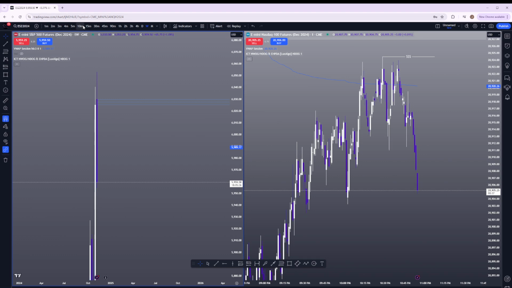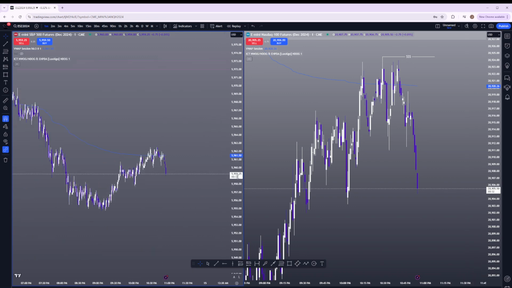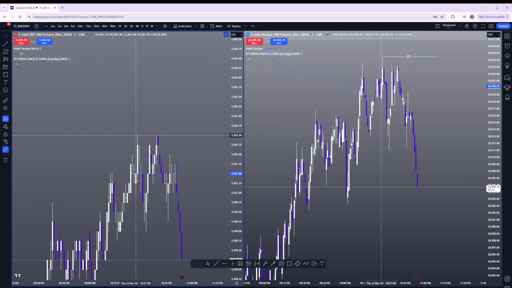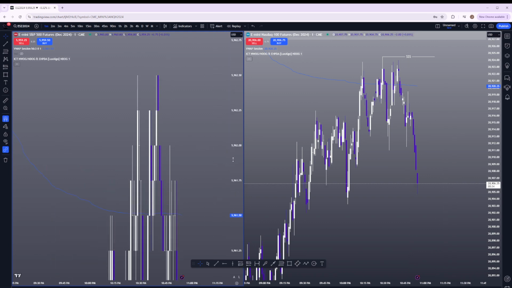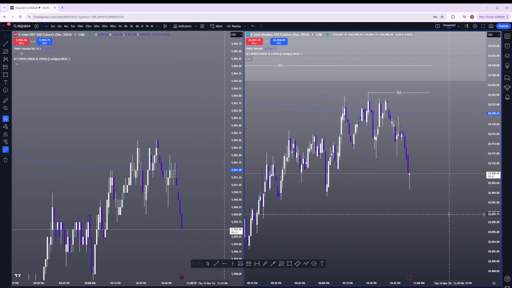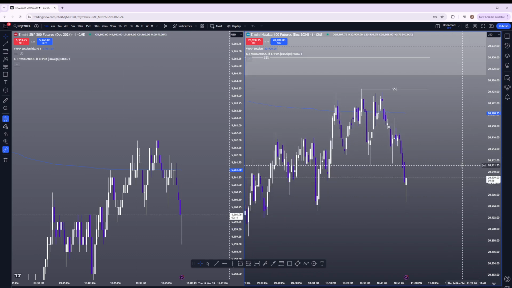ES did. Okay, so did we get a little SMT up there? Let's check it out. ES made equal highs. Did it sweep? Very close to sweeping. I still don't like shorting right now, to be honest, guys. I don't like this because we've been consolidating, and what are we doing now? We're sweeping sell side.